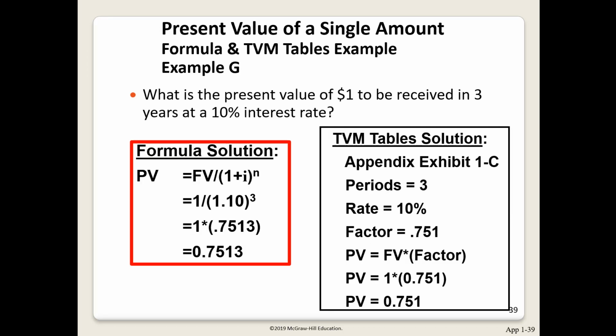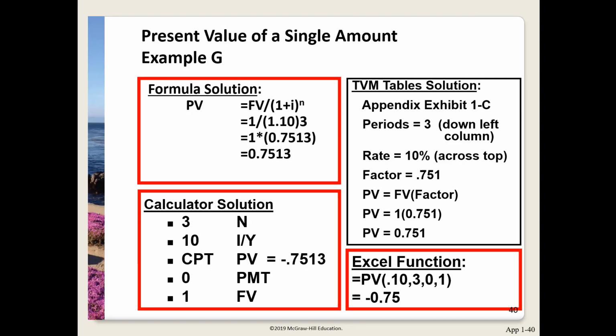Example G on page 35. Again, beginning with a lump sum of $1 to be received in 3 years at a 10% rate. Note again that the formula solution equals the PV factor from the table. Continuing example G with all 4 methods on one slide. In the calculator and Excel solutions, the future value is entered as a positive number, which means the present value solution will be negative. This can be read as, if you invest 75.13 cents today at 10% annual interest, you'll have $1 in 3 years.